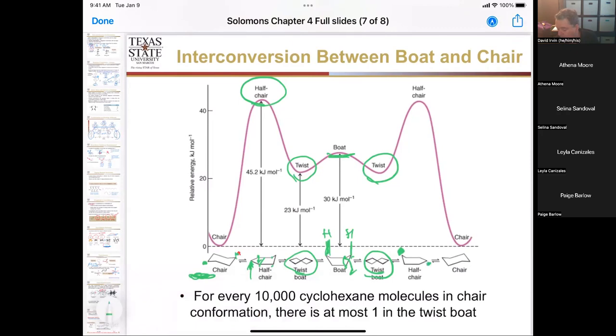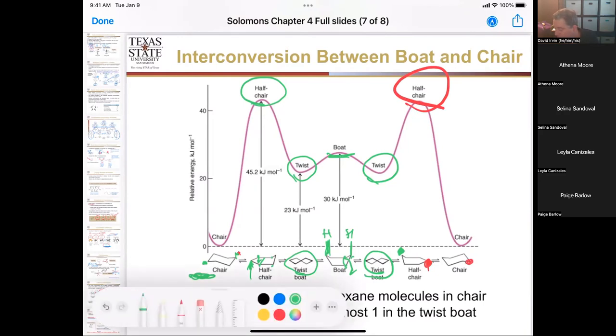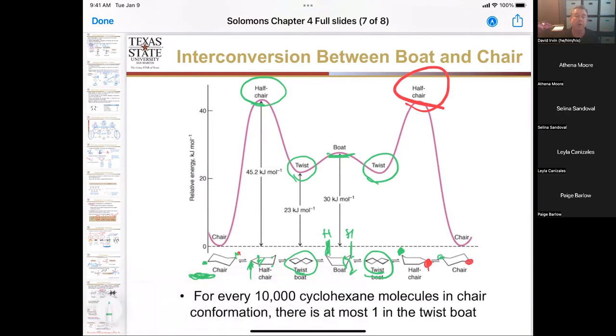The carbon that was up is now in the plane of the four other carbons, and therefore it's the highest energy. They're all eclipsed. We have five eclipsed hydrogens here, and then this one ends up down, and this one ends up up. And so we've completed from chair 1, where the green carbon is down and the red carbon's up, to chair 2, where the green carbon is up and the red carbon is down.